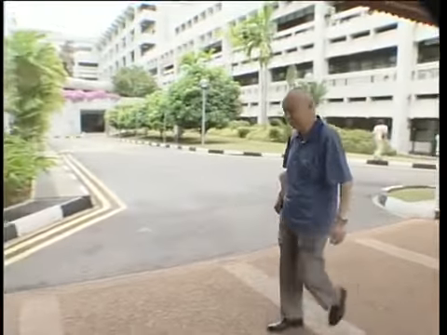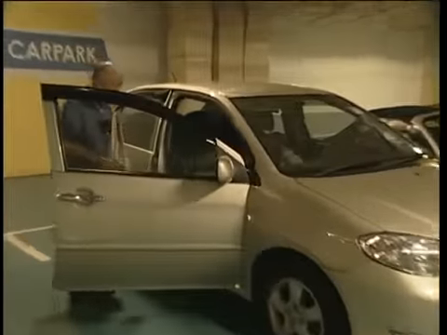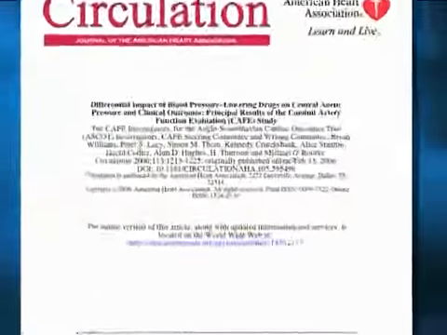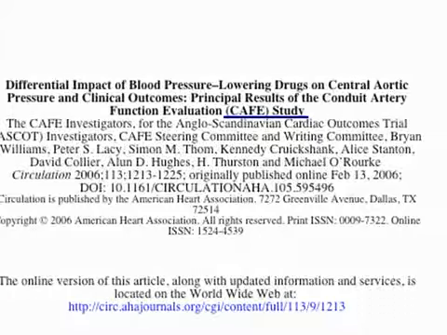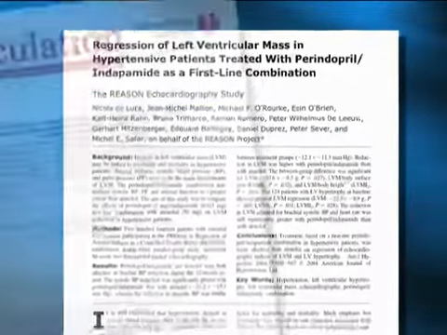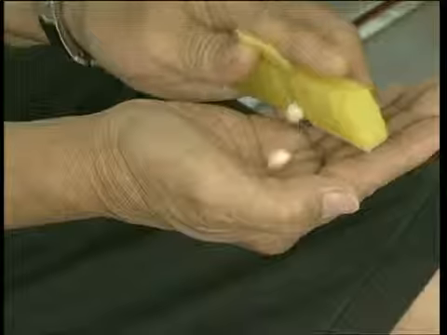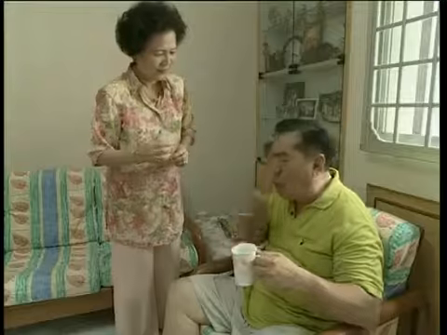But when we grow older, the brachial pressure and the central pressure come closer, which also means that the vessels get stiffer. And what is the significance of having a higher central aortic pressure? There are big studies like the CAFE study and the REASON study. All these studies have shown that different drugs can affect the central pressure differently.